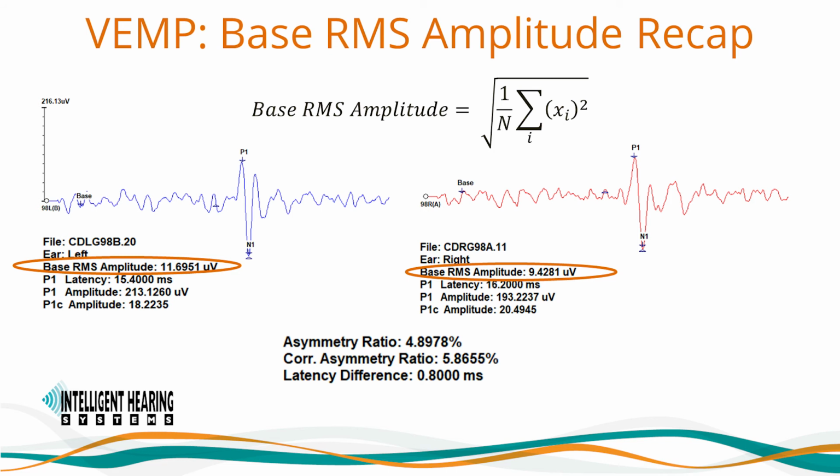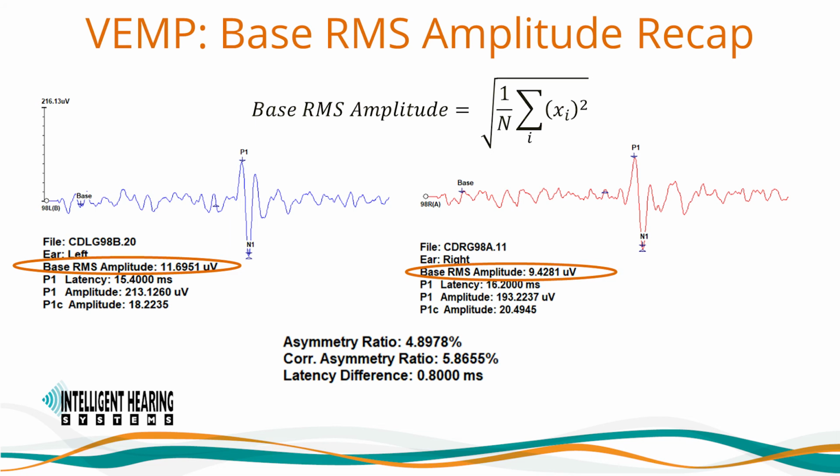To recap, base RMS amplitude is calculated within the base activity region, also known as a baseline. The user marks or confirms the settings for the start and end time to define the base activity region. The start and end times are typically in the pre-stimulus portion of the recording in order to exclude undesirable effects from stimulus artifacts or the VEMP response.